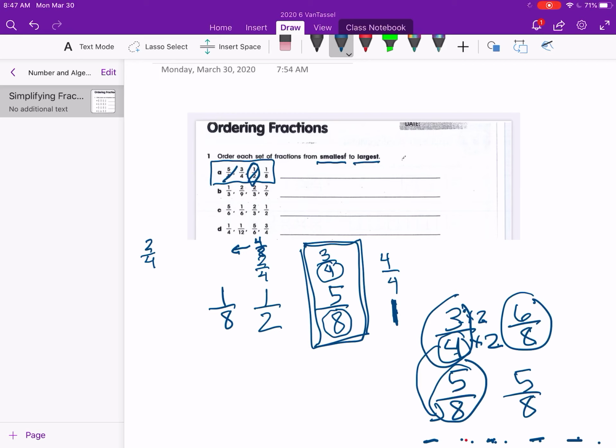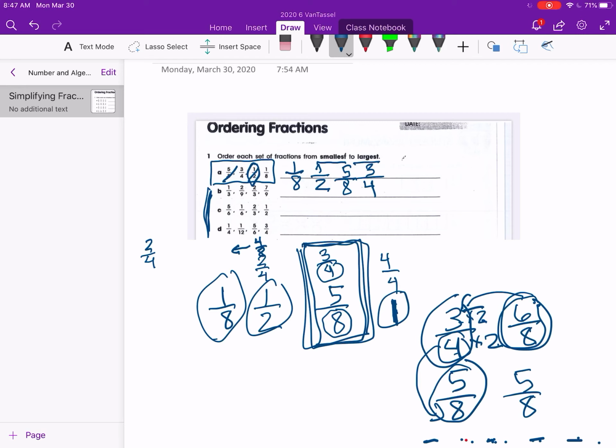So if I was going to write this out, smallest is 1/8, half is next, then 5/8 is next, and then this 6/8, which is really equivalent to 3/4, is the largest. So the strategy for these is really to place the ones that are easy, and then for the ones that are close, you make equivalent fractions to figure out which is bigger.